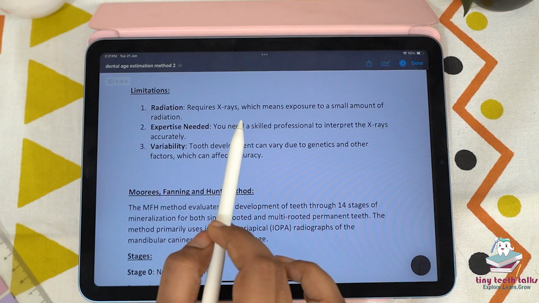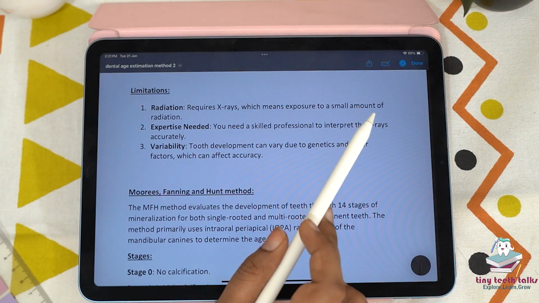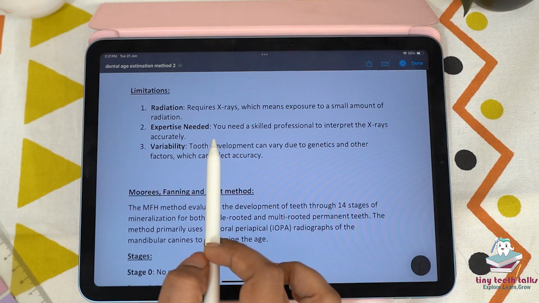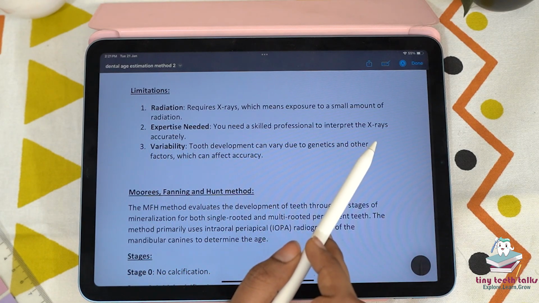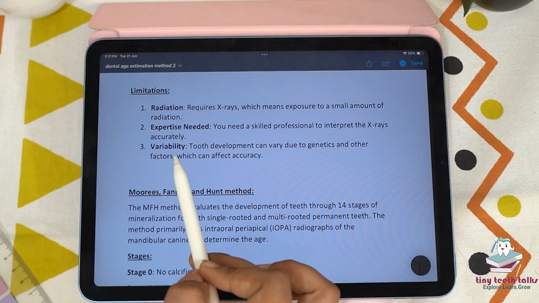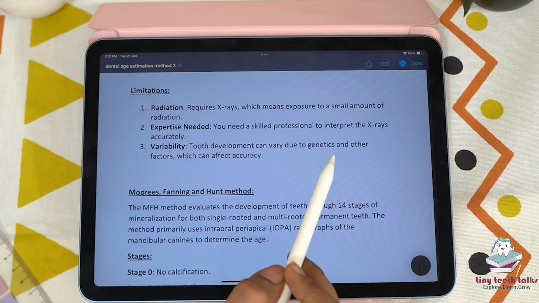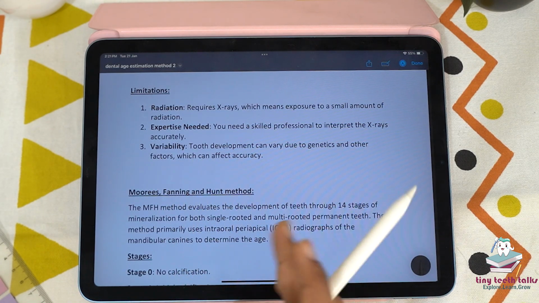Limitations: radiation. It requires X-rays, which means exposure to a small amount of radiation. Expertise needed: you need a skilled professional to interpret the X-rays accurately. Variability: tooth development can vary due to genetics and other factors, which can affect accuracy.